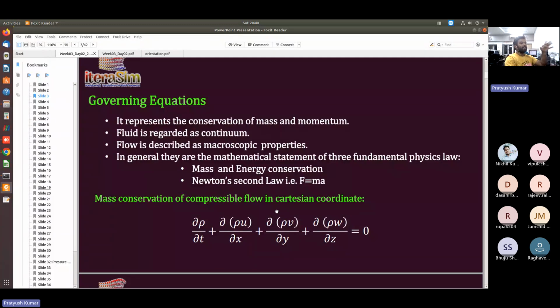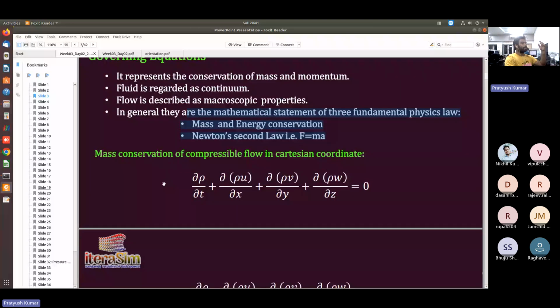Okay. In general, speaking about the mass and momentum conservation, we follow three fundamental physical laws. First, mass conservation; second, energy conservation; and the third one that we follow is Newton's second law, that is F equals ma. Okay, so these three general physical laws we follow to derive the Navier-Stokes equations and the continuity equation.